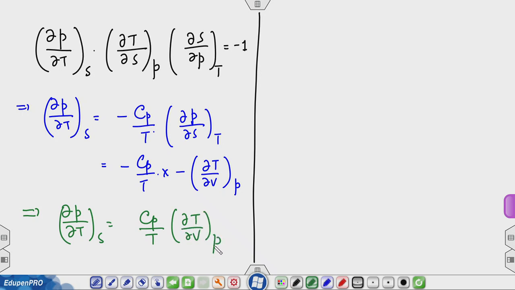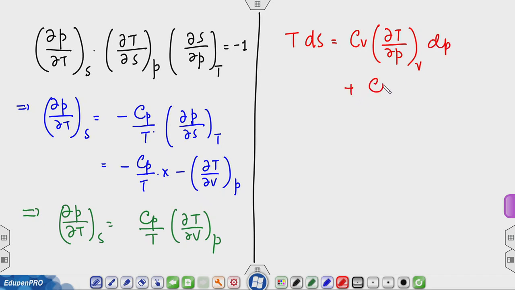And when you substitute this in the equation we had written earlier for T dS, you get Cv dT dP at constant V dP plus Cp dT dV at constant P dV. That's your answer.